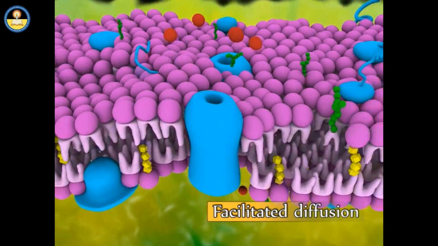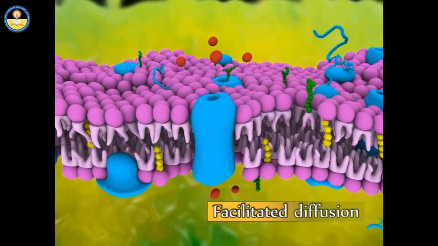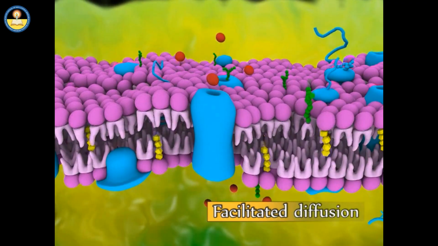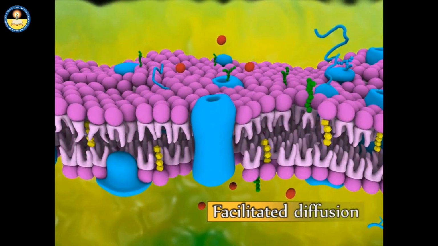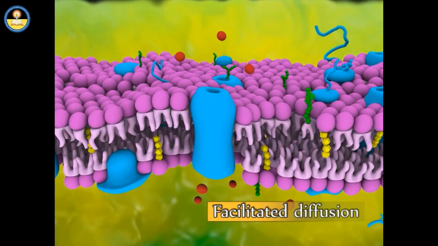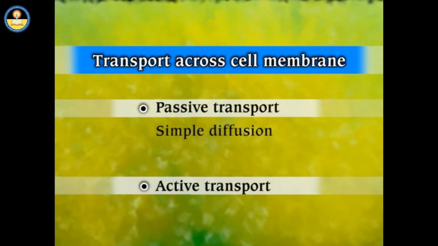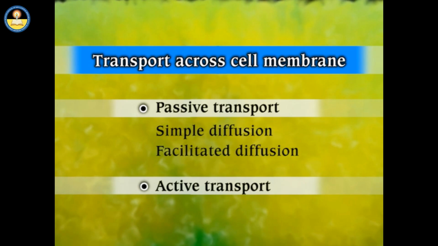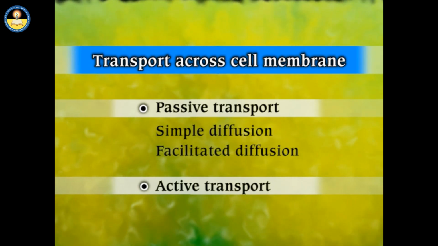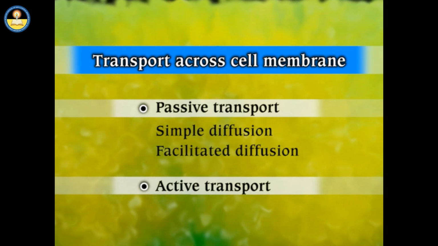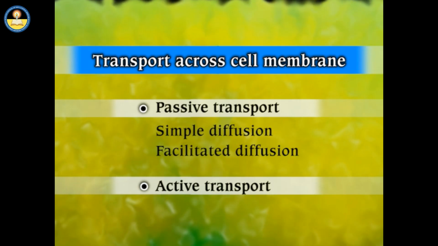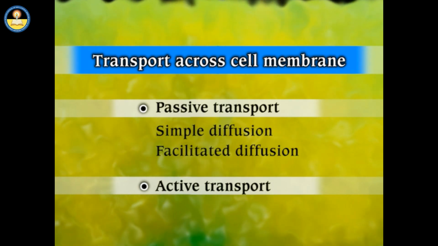Diffusion and facilitated diffusion both are passive types of transport and do not require any expenditure of chemical energy. Simple diffusion and facilitated diffusion are considered as passive kinds of transport, as no energy is required during transfer of substances across the membrane.